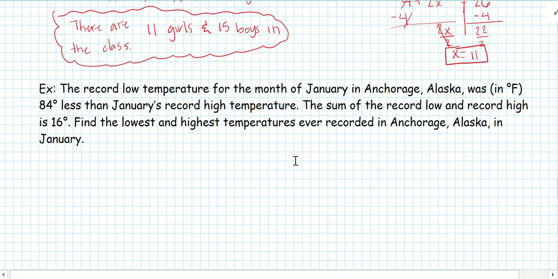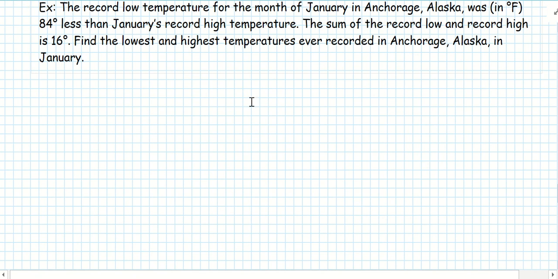So this one says the record low temperature for the month of January in Anchorage, Alaska. I'm just gonna keep it with Alaska. Was, in degrees Fahrenheit, 84 degrees less than January's record high temperature. The sum of the record low and record high is 16 degrees. Find the lowest and highest temperatures ever recorded in Alaska in January.